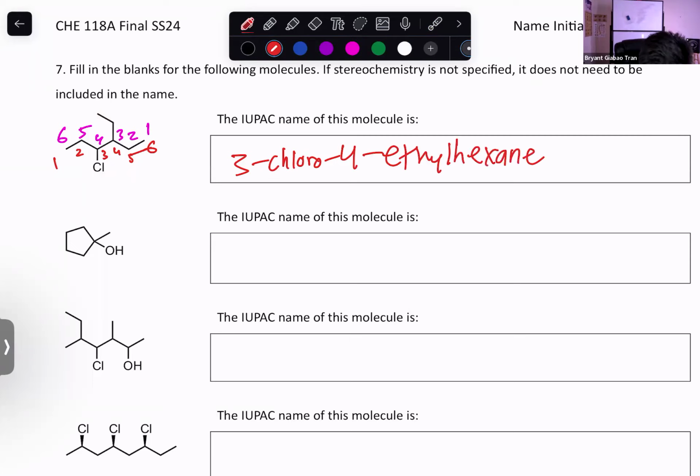Right. If there's a tie between the two numbering systems, and the two groups here do not take priority, then that's when you look at alphabetical order. Which one comes first? C comes before E, so we're going to use the red route. 1, 2, 3, 4, 5, 6.